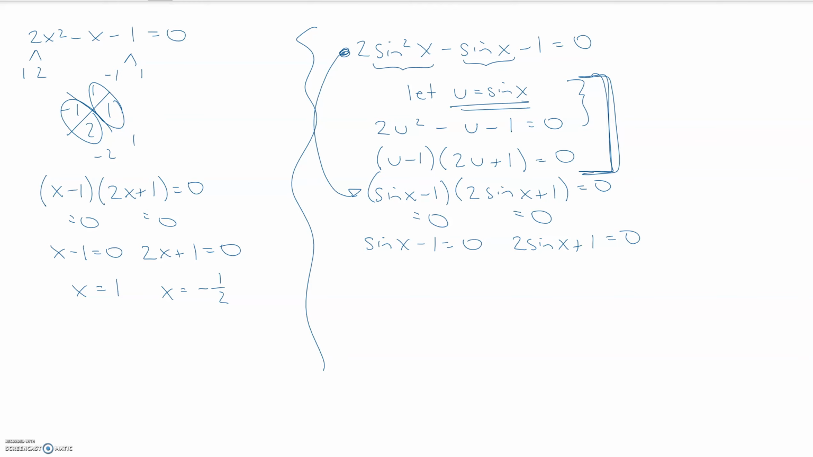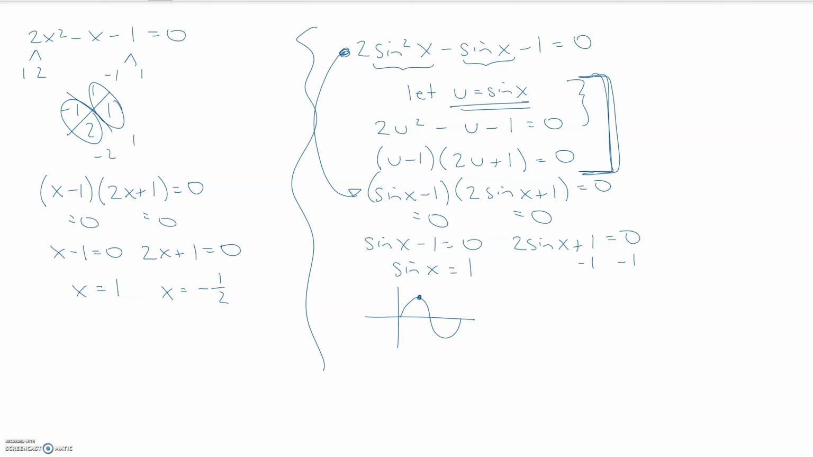And so solving this first guy, we get sine x equals positive 1. When does sine x equal positive 1? That's going to be a quadrantal problem, so I sketch it out. That happens at 90 degrees. I'm going to hold on to that for a second and jump over here.